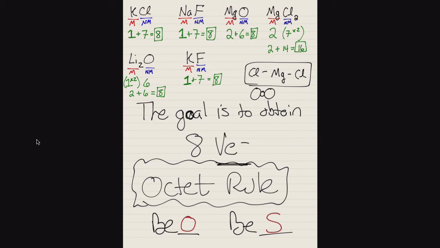Okay, so both of those substances would be okay, because they equal 8 valence electrons. How many of you feel like you have an okay grasp on this idea today? Okay, that you're trying to achieve a total of how many outermost electrons? 8 outermost electrons.